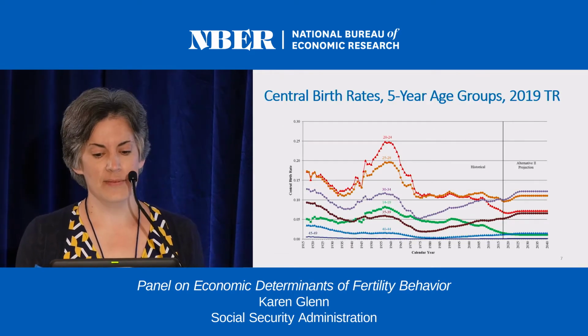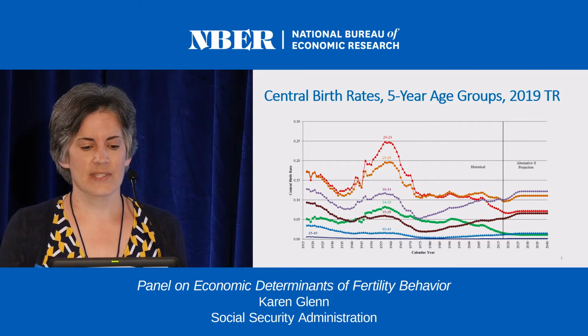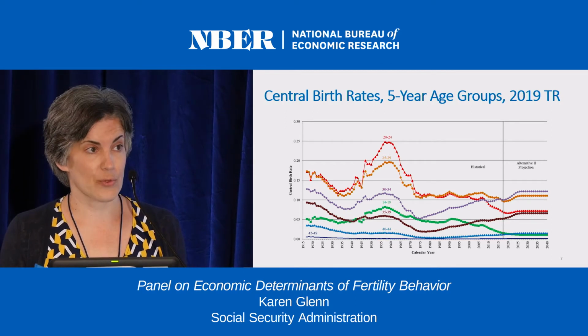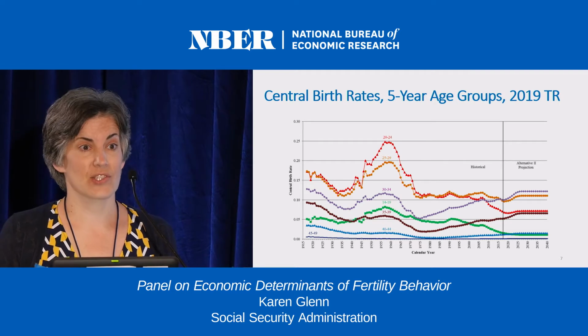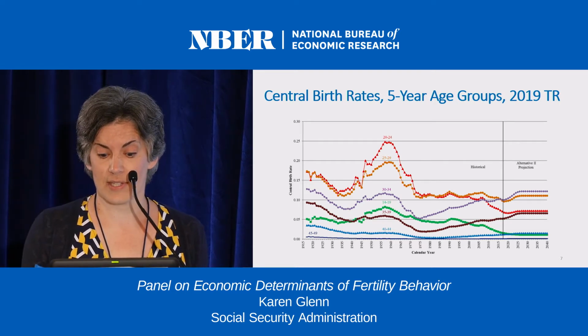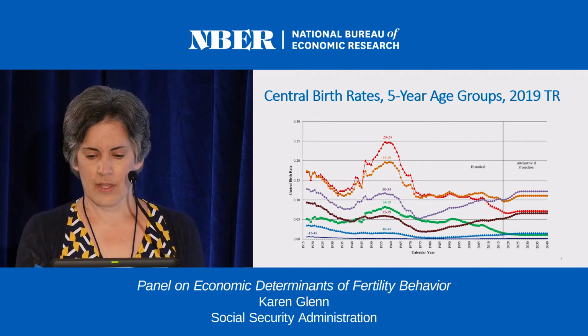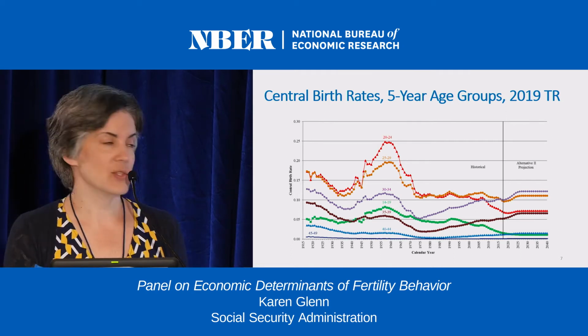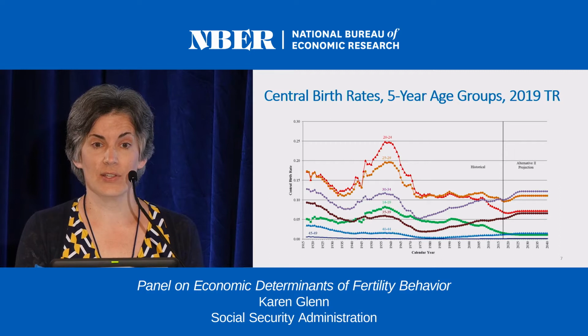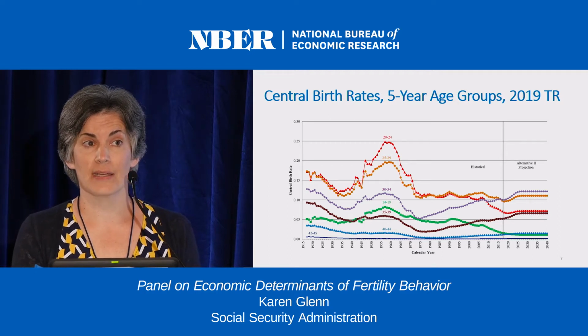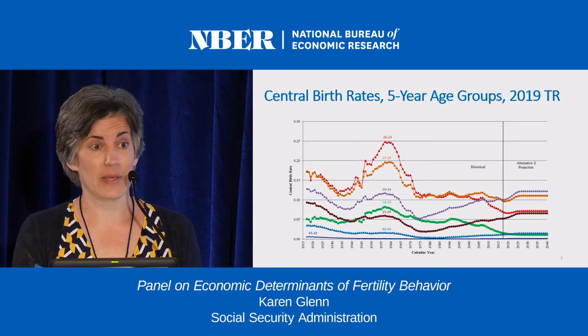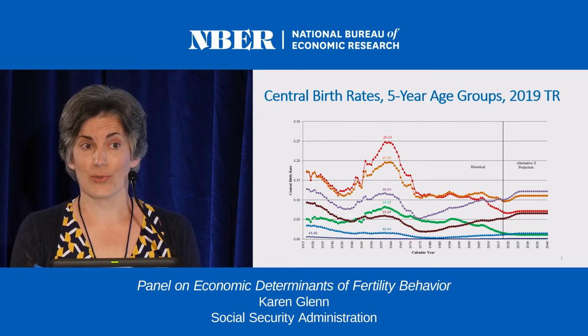Okay, slide 7 goes through central birth rates by age groups. This is our projections in the 2019 trustees report. A few things jump out here. The green line is women 14 to 19. You can see those birth rates historically have been going down quite a bit. That's really a good news story.